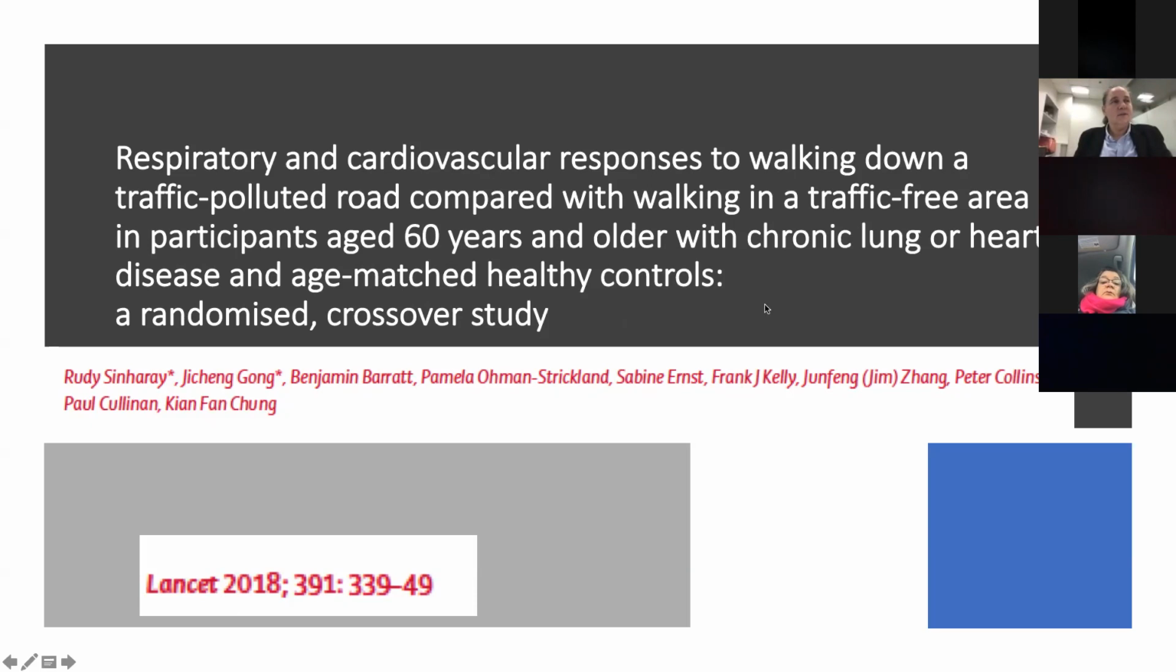Respiratory and cardiovascular responses to walking down a traffic-polluted road compared with walking in a traffic-free area in participants aged 60 years and older with chronic lung or heart disease and age-matched healthy controls, a randomised crossover study.